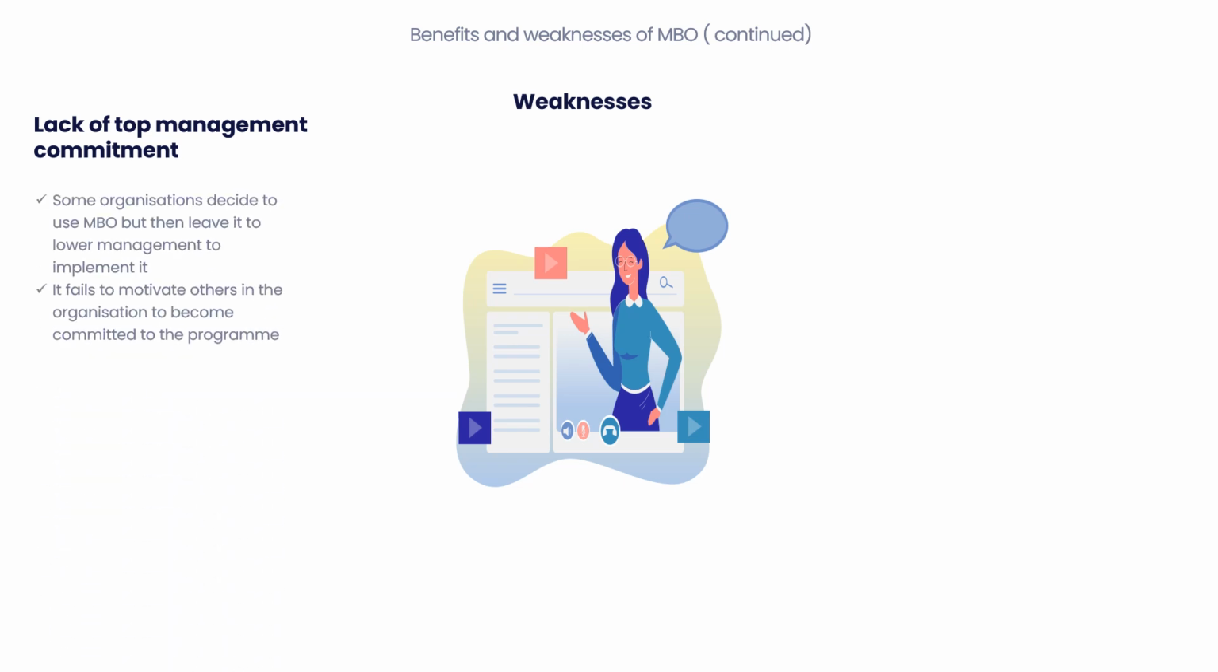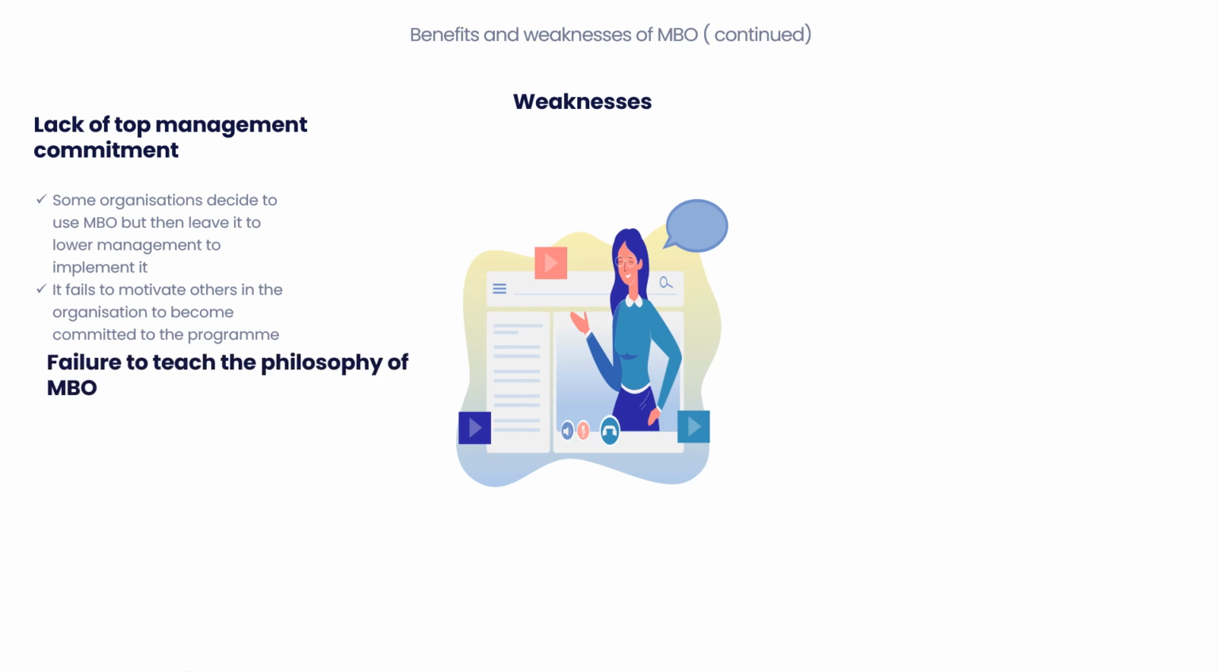Some organizations decide to use MBO but then leave it to lower management to implement it. Though they are implementing it, as a supervisor you must still be there for counseling and coaching, and reviewing, as we said, what the people are doing. It fails to motivate others in the organization to become committed to the program.